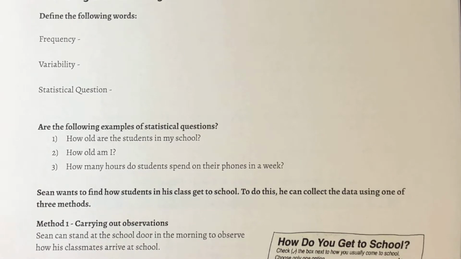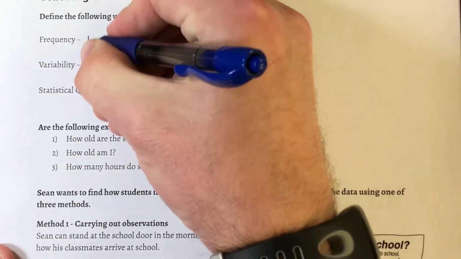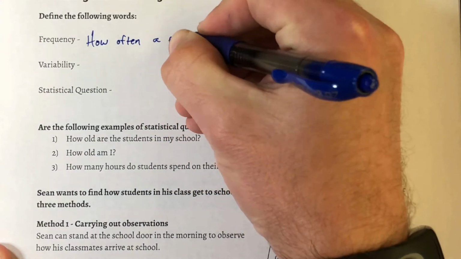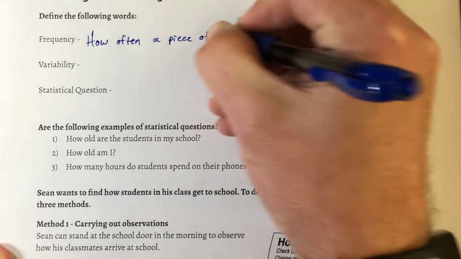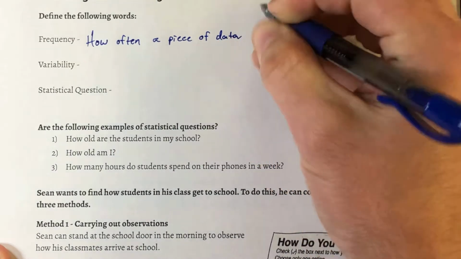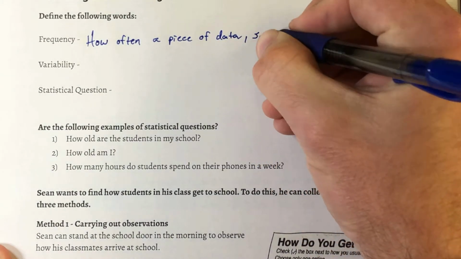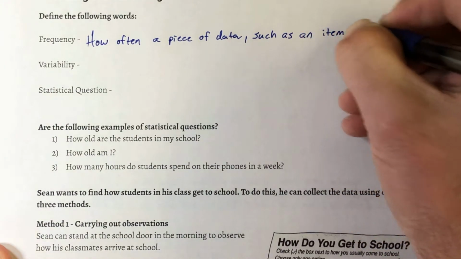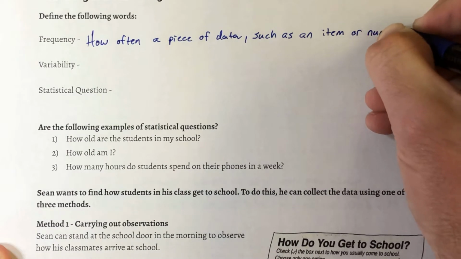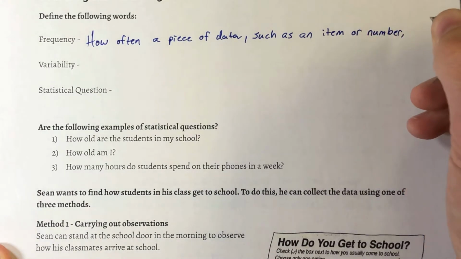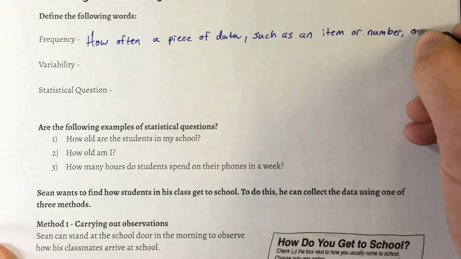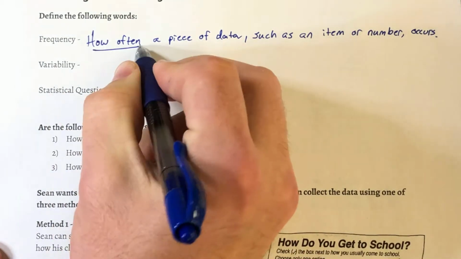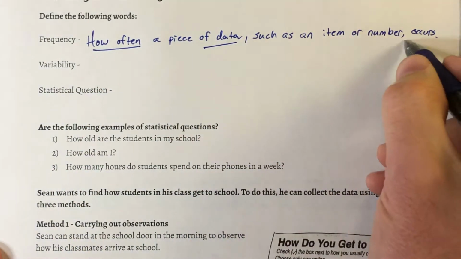First one is frequency. Frequency means how often a piece of data, such as an item or number, occurs. So basically, how often something happens.